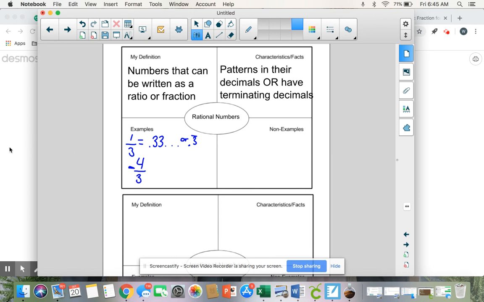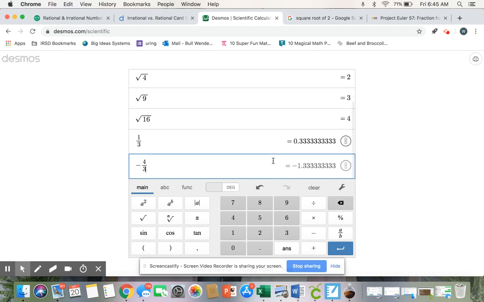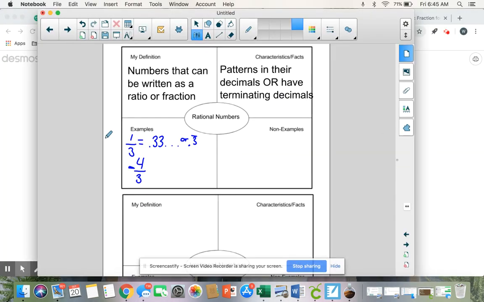Because again, if I go into my calculator and do -4/3, I just have -1 and 3 repeating. It's still written as a fraction. It still has a repeating decimal. It doesn't matter that it's negative. Another example would be the square root of any perfect square. So the square root of 4, the square root of 9. So really the square root of any perfect square. All right, great. Go ahead and get those written down, then we'll talk about non-examples.